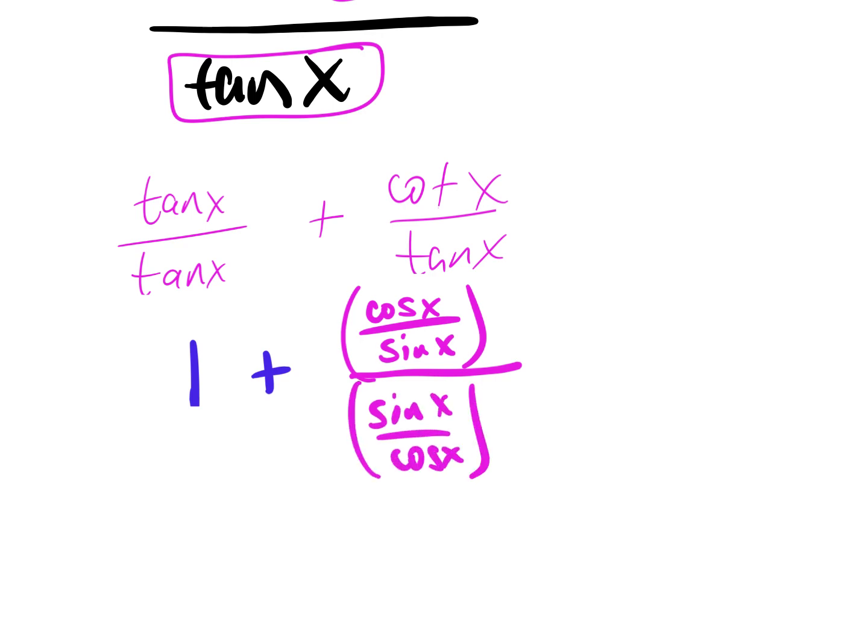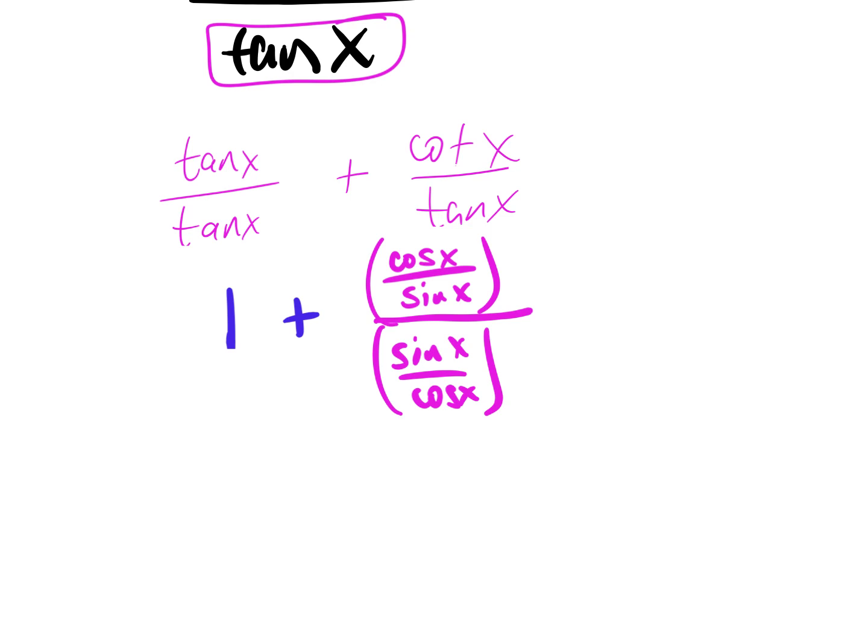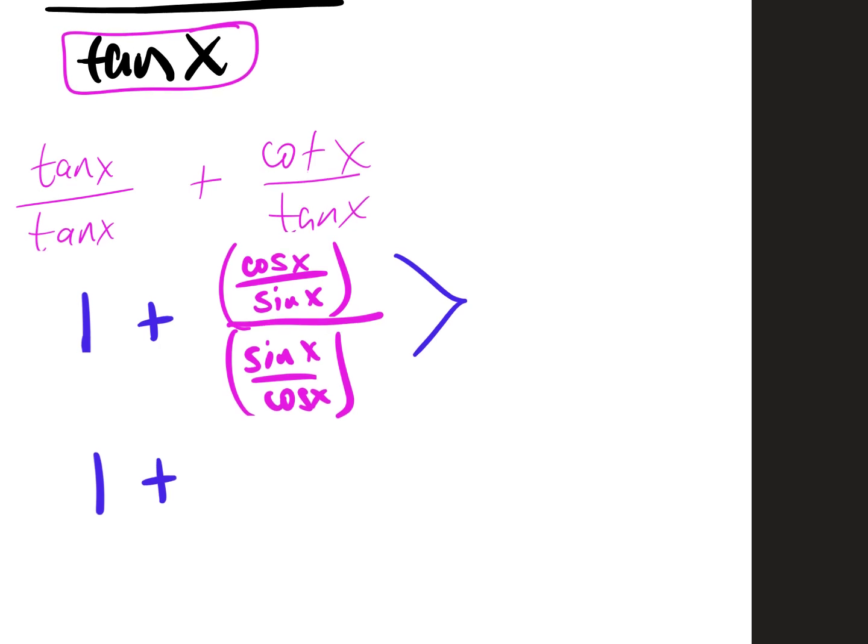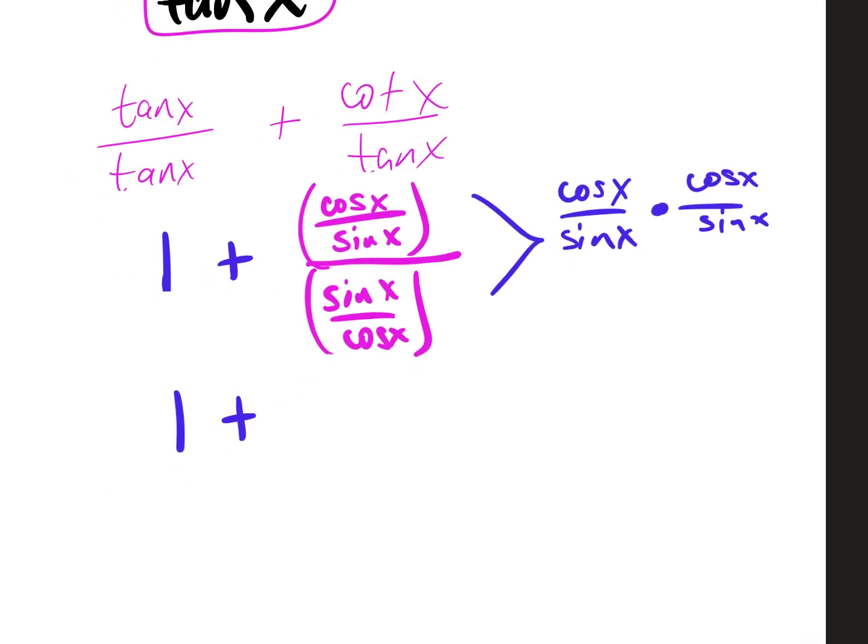Now that looks like we made it more complicated, doesn't it? I still have my 1 hanging out here. How can I simplify this? Keep, change, flip. Do you see how we keep doing the same thing? So cosine x over sine x, I'm going to change this and flip it, and it's going to become cosine x over sine x. So this leaves me with cosine times cosine, which is cosine squared over sine squared.